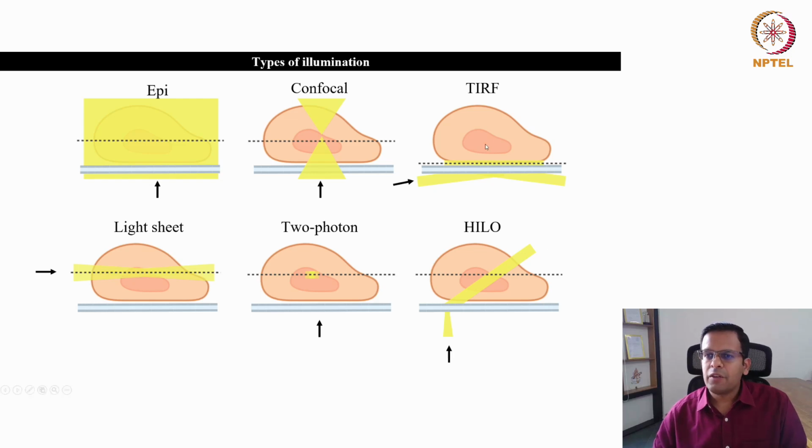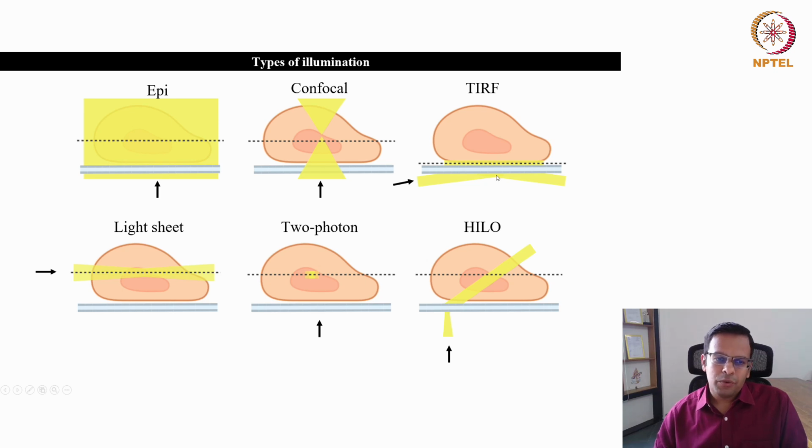Let's say you want to study membrane bound proteins, or you want to do some in vitro single molecule imaging experiments. You just tether DNA to the microscope slide, and then you want to see some fluorescent molecules or fluorescent beads interacting with DNA and something like that. Then for those kinds of experiments, you should go for TIRF illumination.